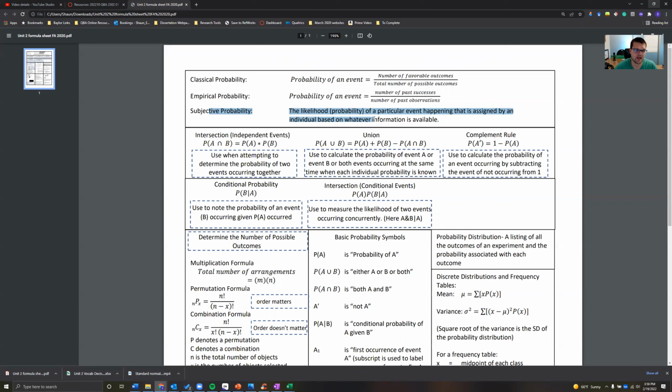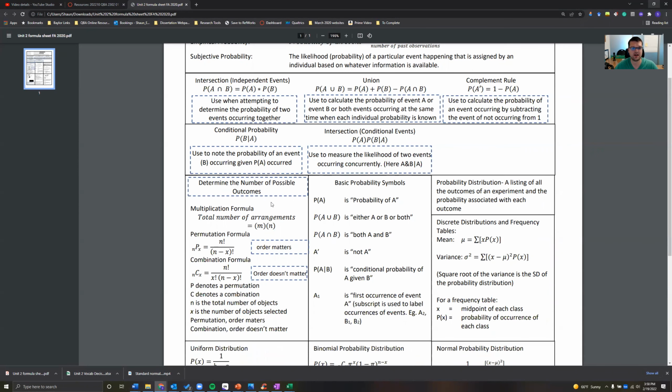Okay. Next, we've got intersections, unions, and the complement rule. And this fun little blue box says, use it when, use it when, use it when, or how it is that you should use it. And then you also have conditional probability and intersection with conditional events. So just be aware this is the next set. It literally goes in order: we covered this first, covered this second, and now it's coming down here.